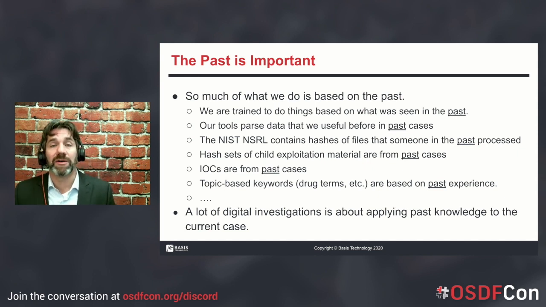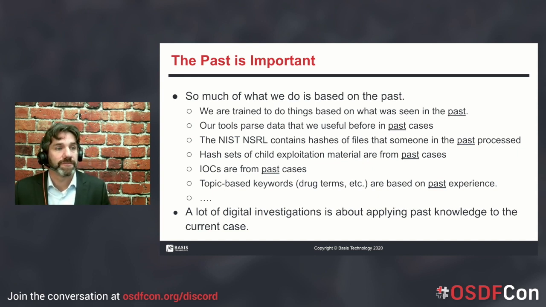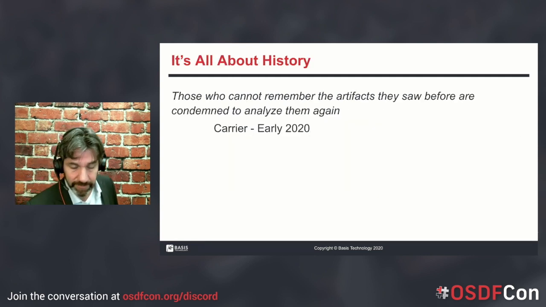Our tools parse data that was useful in past cases, and we automate that to make it useful moving forward. The NIST NSRL and other hash sets contain hashes that someone in the past thought could be ignored or focused on. Same with child exploitation hash sets, which are material from past cases that are known to be bad. IOCs are from past cases, etc. A lot of what we do is based off of bringing past cases and past information into our current cases. So a lot of what we do is all about remembering the past.